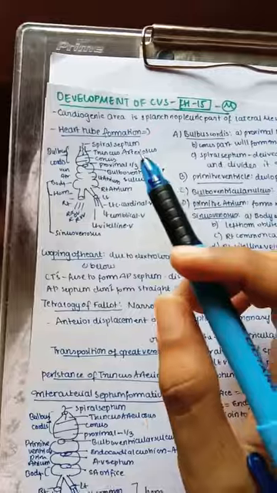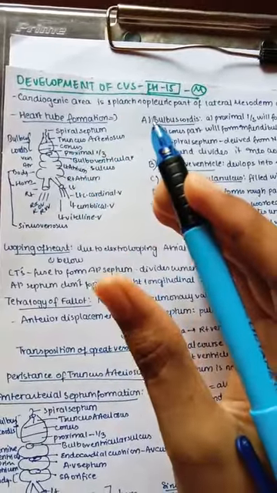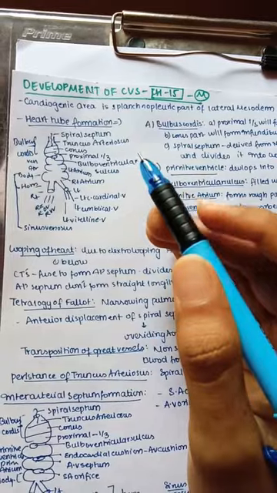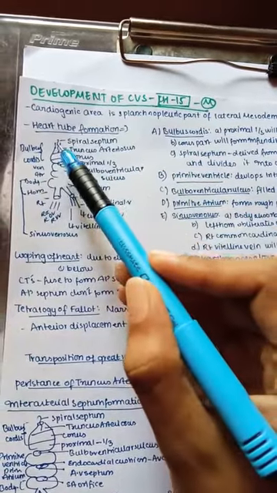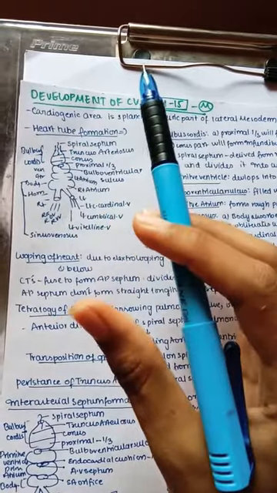So first the heart is in the form of a tube-like structure. You can see this is the heart tube formation. Now let us understand how the heart tube forms. Actually here you can see this first part is called the bulbus cordis. So the dilatations are formed.